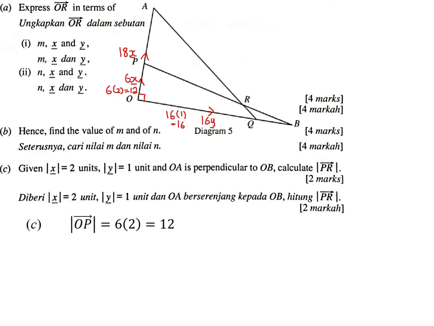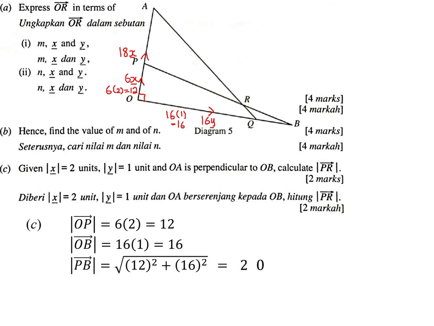So the length of OP is 12 unit and the length of OB is 16 unit. To find the length of PB, we just apply the Pythagoras theorem, square root of 12 squared plus 16 squared, which gives us 20. But this is not our final answer. We want to find PR. From the previous question, we know that PR equals mPB. So the ratio for PR over PB is 2 over 3. So the whole thing is 3, PR is 2, RB is 1.